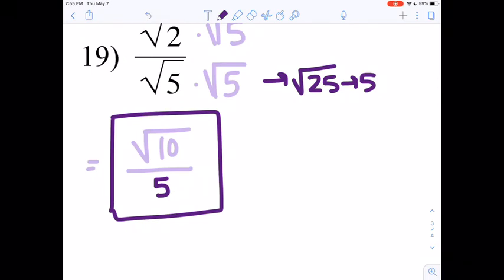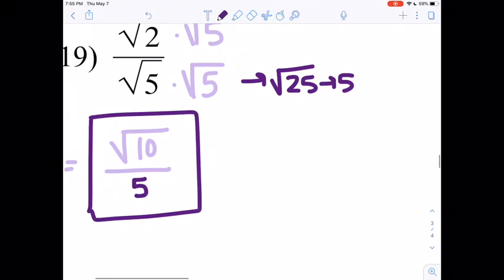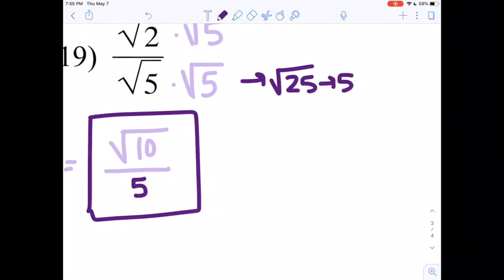We just couldn't leave the answer like it was in the beginning because we can't have the square root in the denominator. It's okay to have it in the numerator. It's not okay to have in the denominator. So radical's okay up top, radical not okay on the bottom.